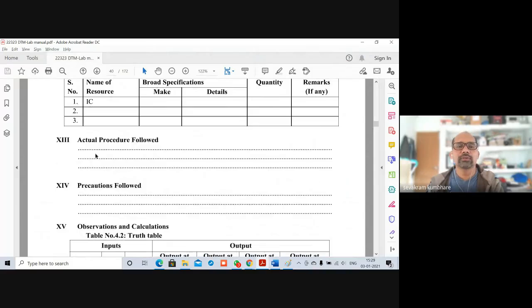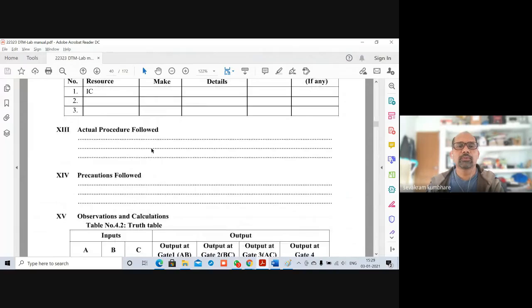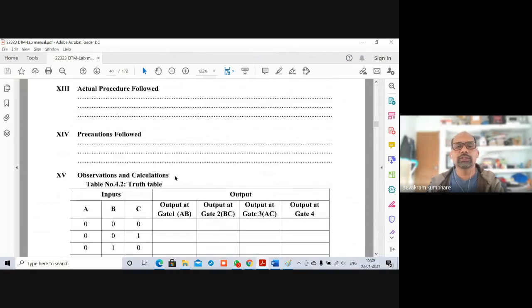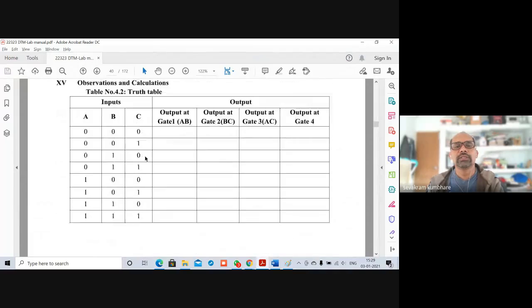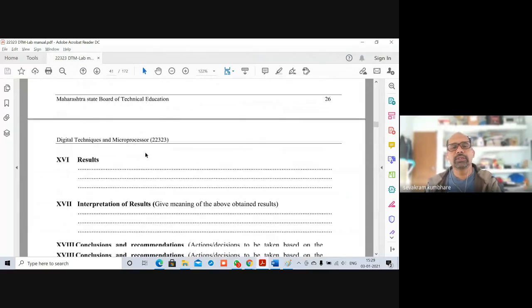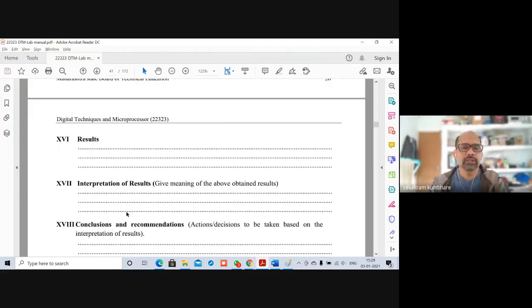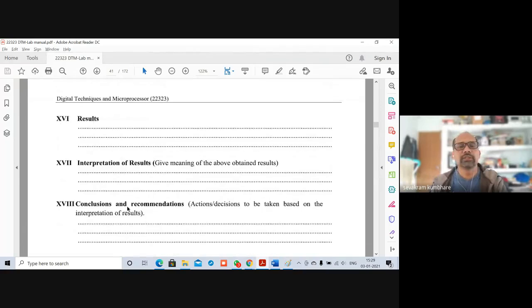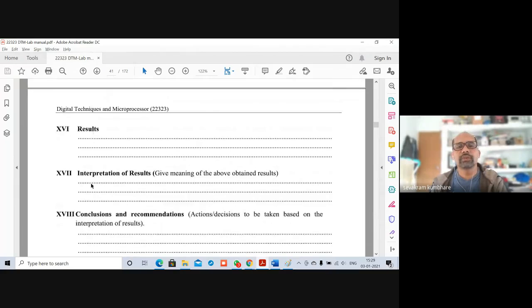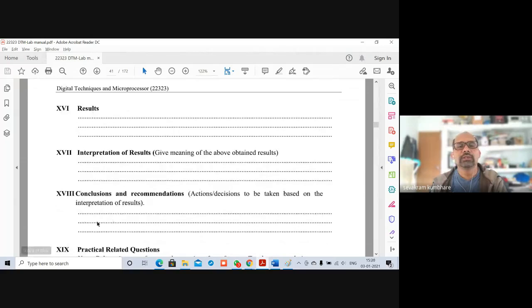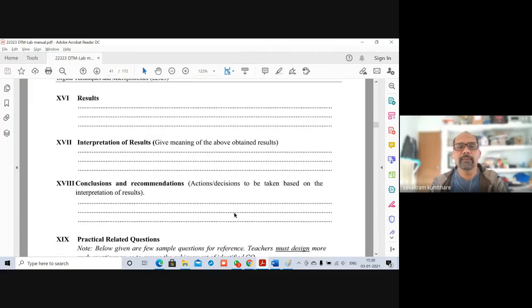Actual procedure followed, you have to mention what procedure we have followed. Precaution followed, connection should be proper. Result, what you can mention: after simplifying the Boolean expression, also we are getting the same output results. Then interpretation of results: simplification of sum of product will work. Okay, conclusion: simplification of Boolean expression reduces the hardware complexity. Okay, like that you can mention.